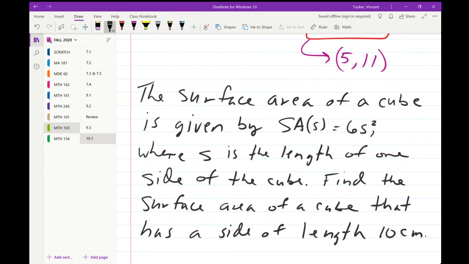All right, so last problem for today, unless you guys need another one, of course, feel free to let me know. It says the surface area of a cube is given by SA of S, so they're calling the function SA, capital S, capital A, equal to 6S squared, where S is the length of one side of the cube. Find the surface area of a cube that has the side of length 10 centimeters.